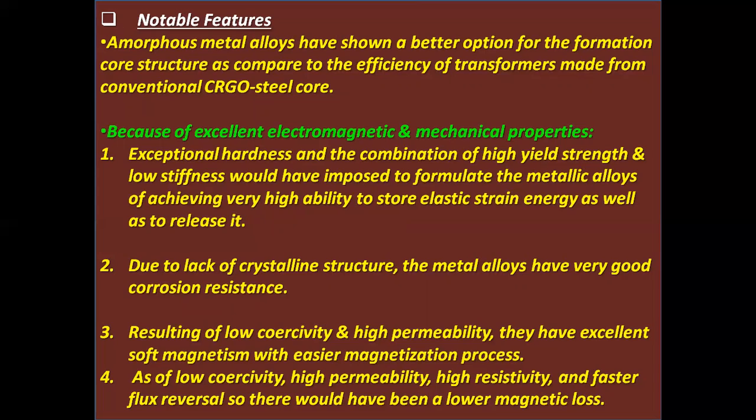Number three, resulting from low coercivity and high permeability, they have excellent soft magnetism with an easier magnetization process. As a result of low coercivity, high permeability, high resistivity, and faster flux reversal, there would be a lower magnetic loss.